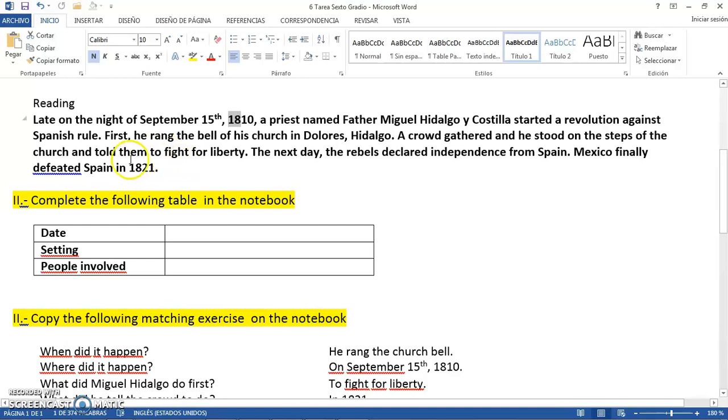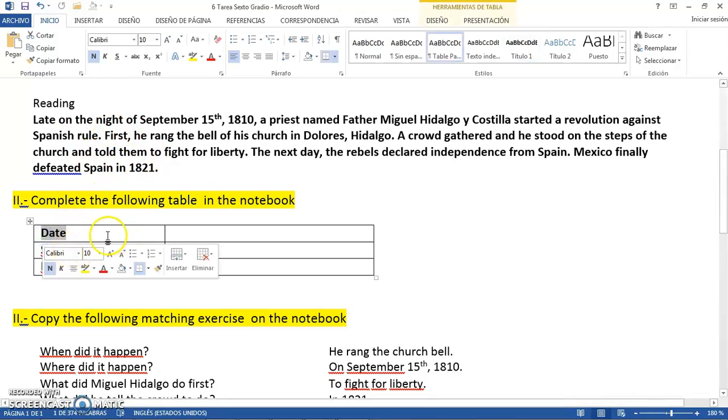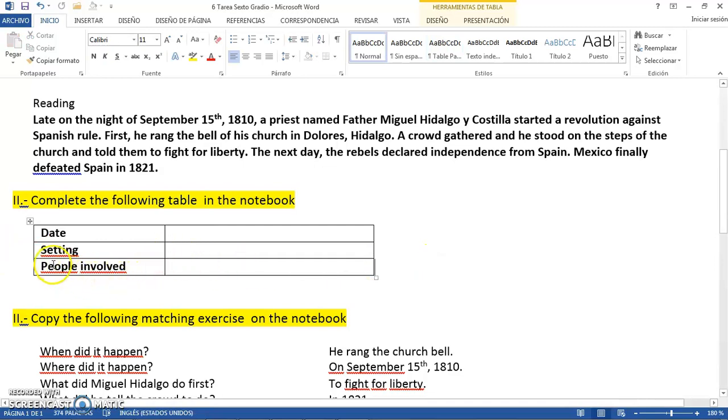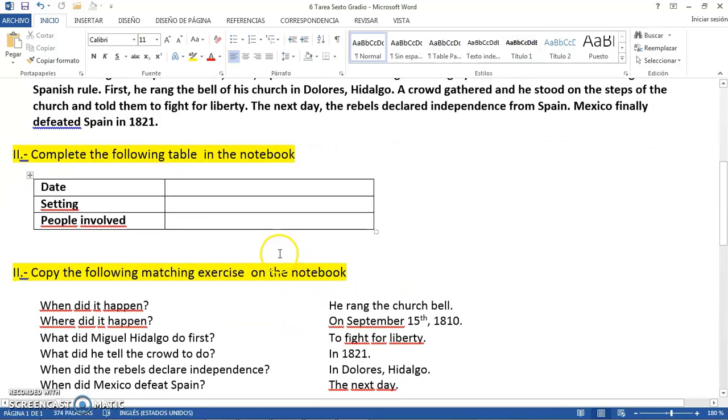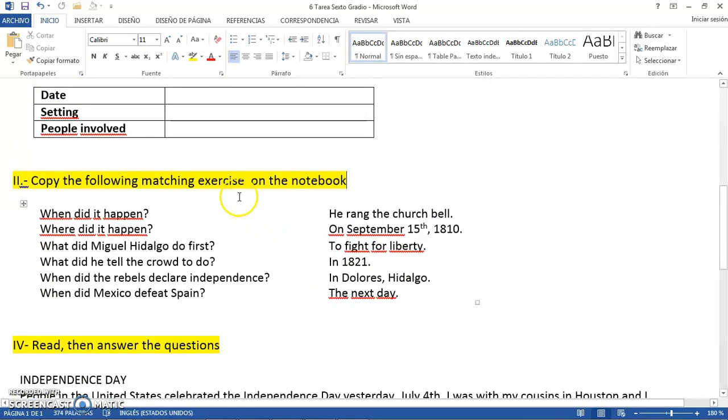Now, we need to complete the table based on this. What is the date? What is the setting? Who are the people involved? You're going to copy this table and write the answers here. Also, please copy the chronicle. Then you're going to do this exercise, this matching exercise.